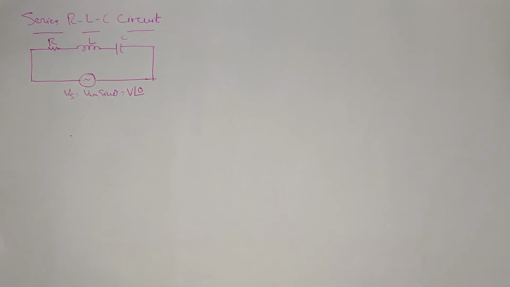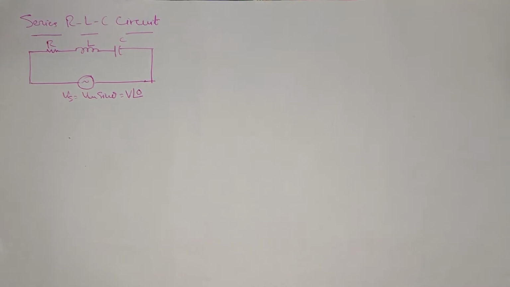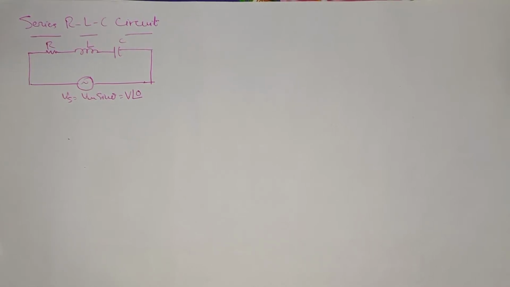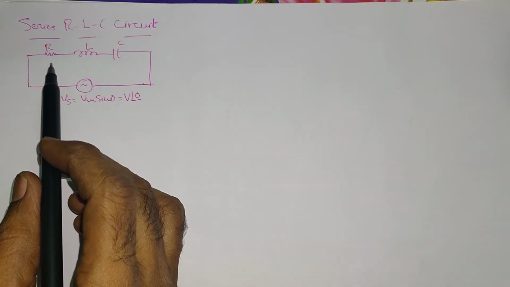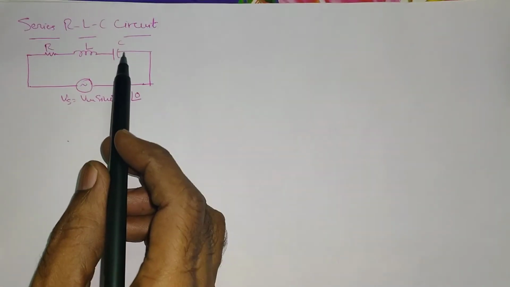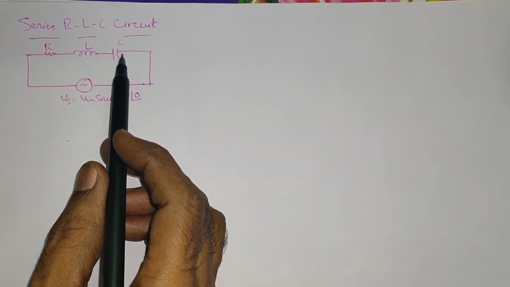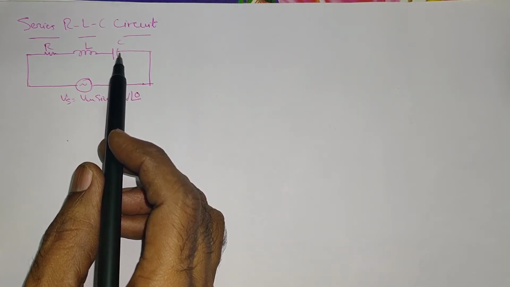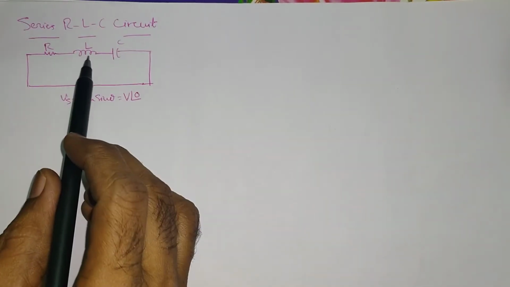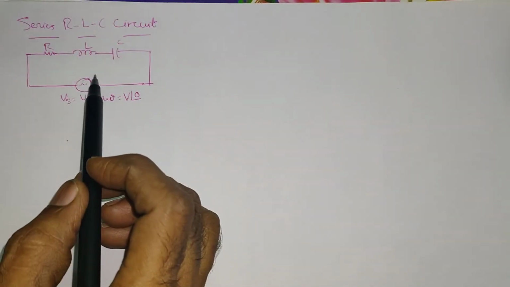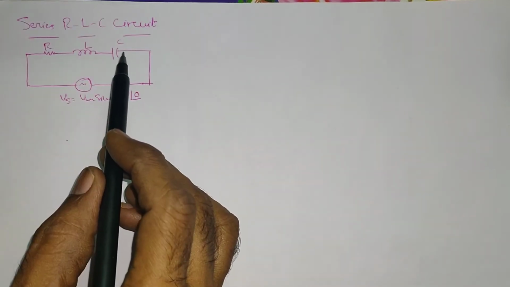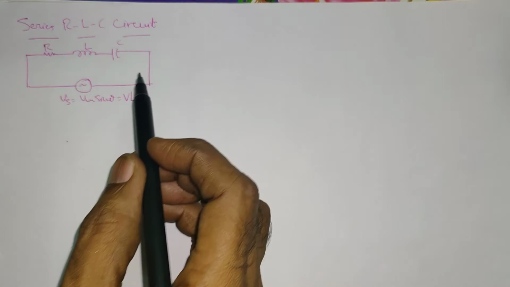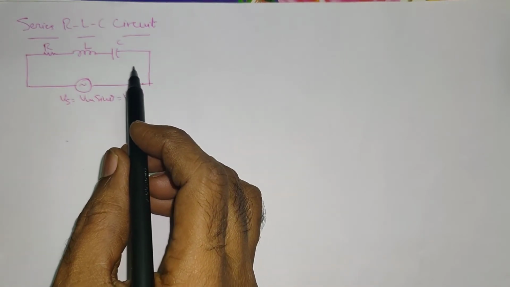Hi everybody, welcome to the session of series RLC circuits related to AC series circuits. Here I am going to consider the series combination of resistance, inductance and capacitance. In the previous sessions we have seen the series combinations of RL circuit and RC circuit, and now we are going to have the combination of the three parameters R, L and C, and let us see the different equations that we are going to arrive for this circuit.